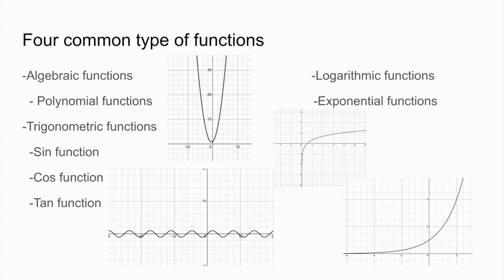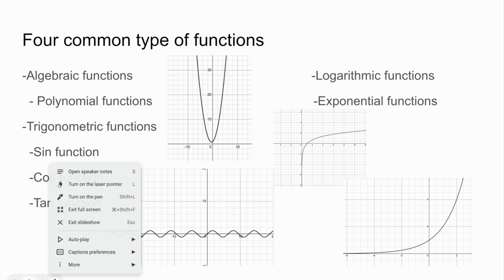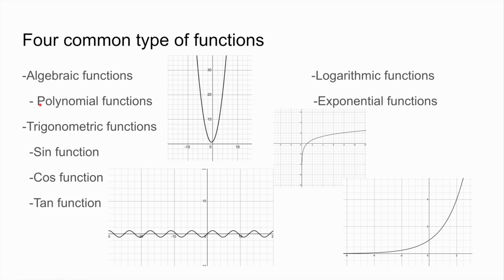So firstly, there are four common types of functions: the algebraic functions, the trigonometric functions, the logarithmic functions, and also exponential functions. Firstly, the algebraic functions are mainly polynomial functions, as these types of functions can be expressed as a polynomial. And secondly, the trigonometric functions. There are mainly three types: the sine functions, the cosine functions, and the tangent functions, as shown on the graph below. It's the classic sine function.